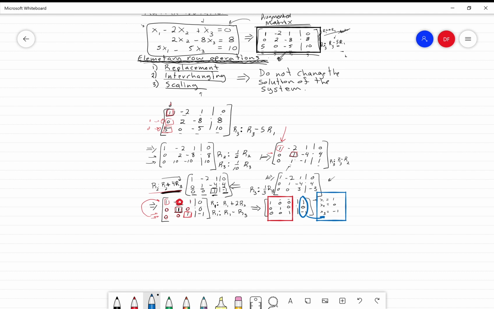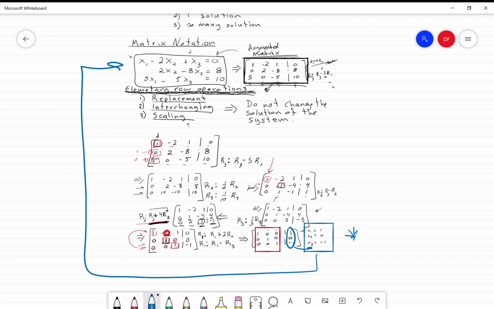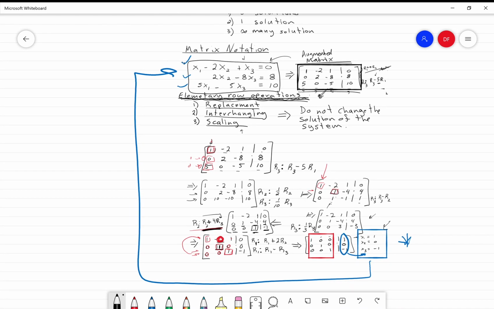And actually, if we take this solution and we come here and we plug it in here, then each equation will be correct. For example, I have x1 equals 1, x2 equals 0, x3 equals -1. So let's take the first equation: x1 equals 1, minus 2 times x2, which is 0, plus x3, which is -1. Does this equal 0? And the answer is yes.